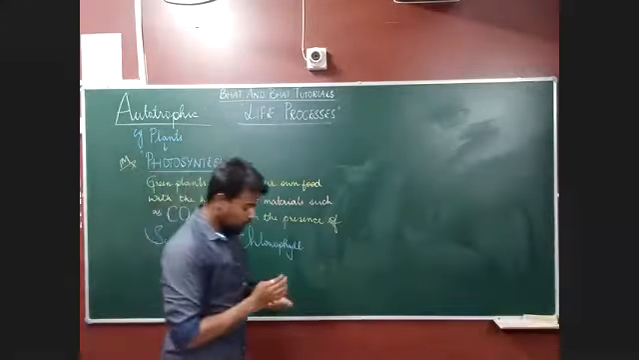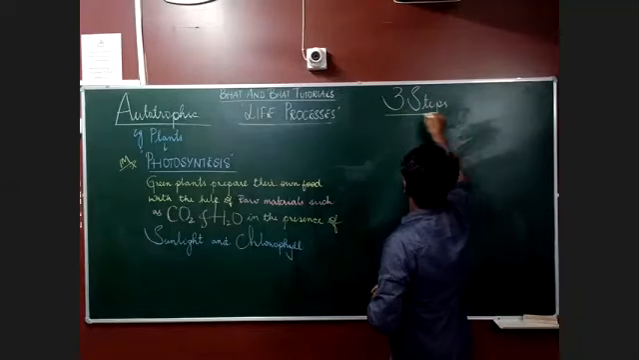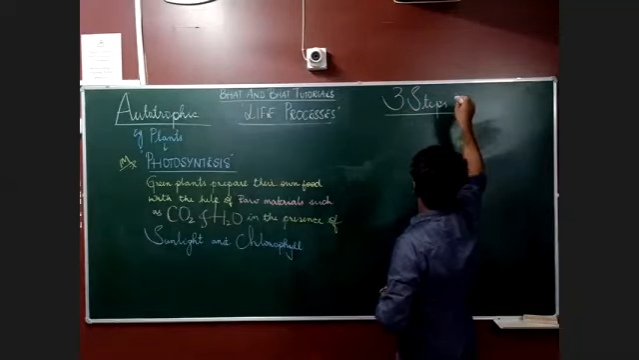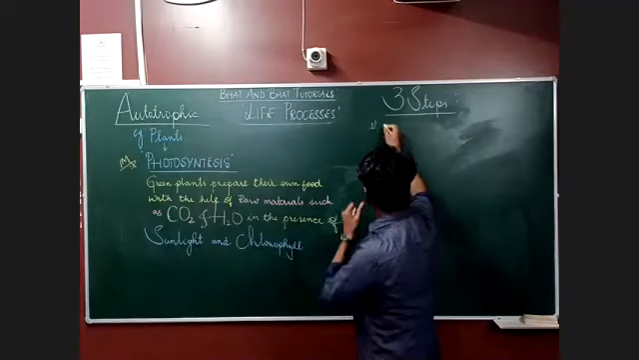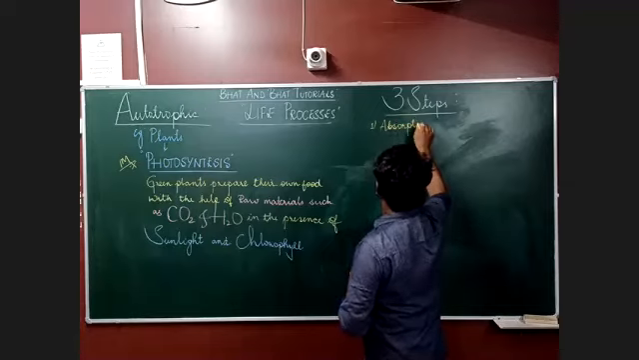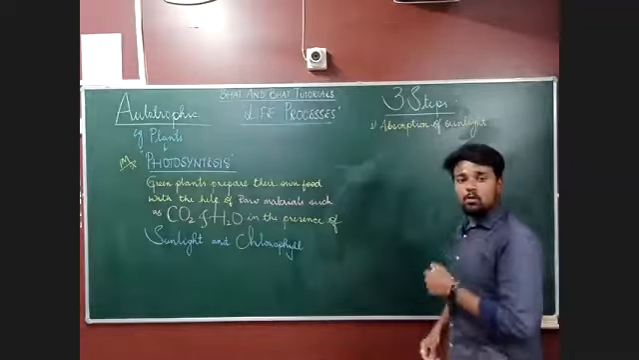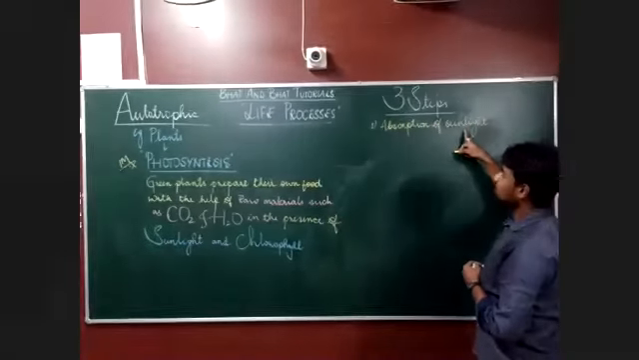Now, photosynthesis basically has 3 steps. What are those 3 steps? Again, it is very important from the examination point of view. The first step is called absorption of sunlight. So this is the first step under photosynthesis.